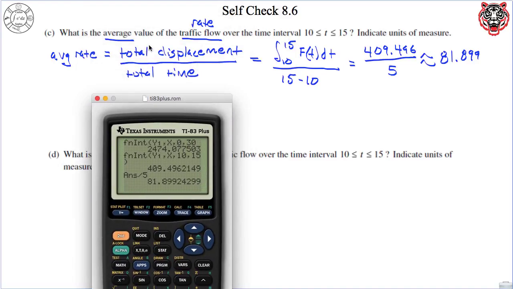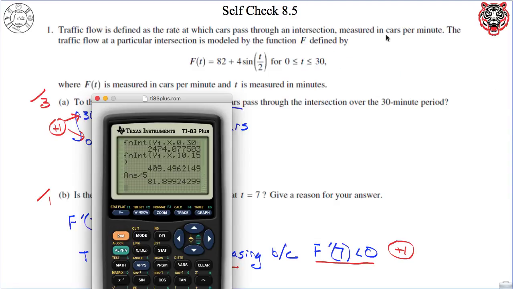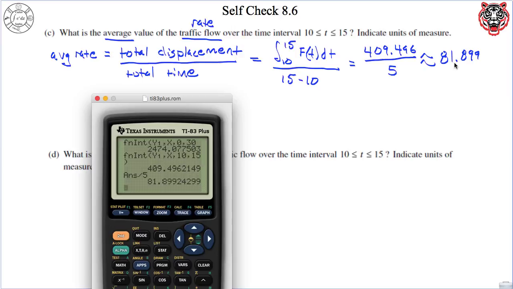and that's going to be, it's a rate. So what was the rate from the problem? It's going to be cars per minute. So this is cars per minute, MIN.